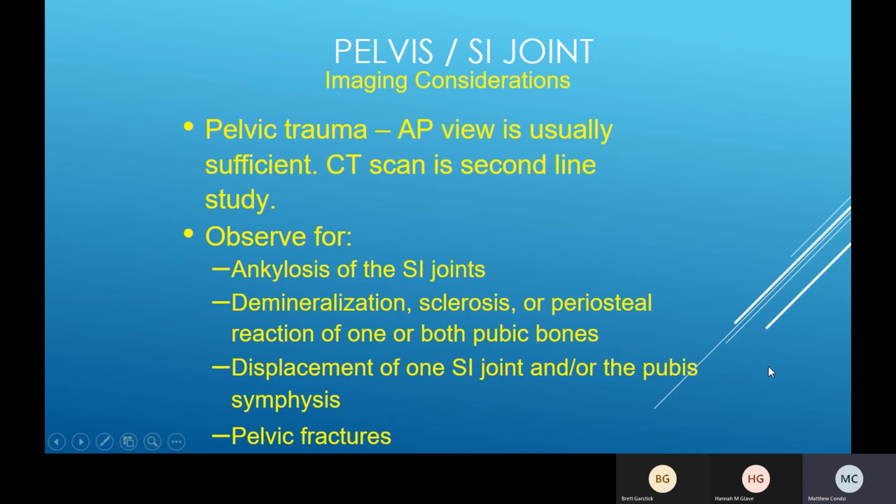What we're going to look for are things like ankylosing of the SI joints, what we call sacroiliitis or sacralization. We're going to look for those ABCs like we went over in the very, very first section.